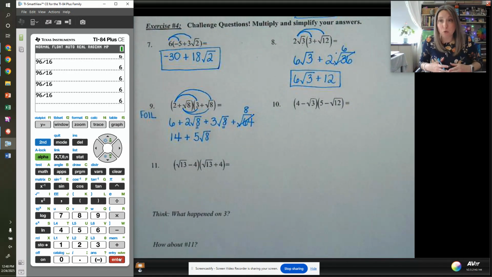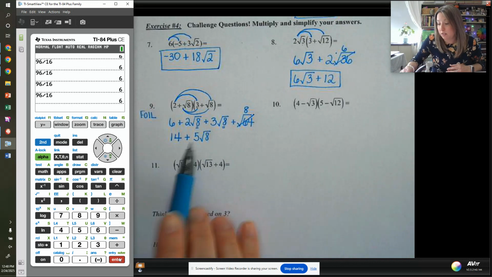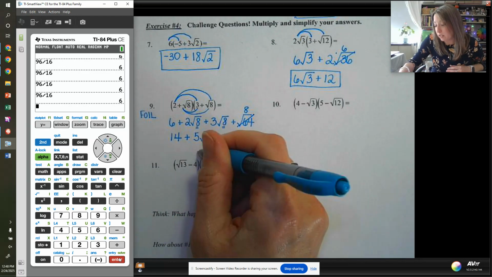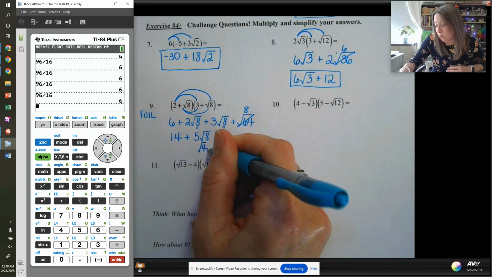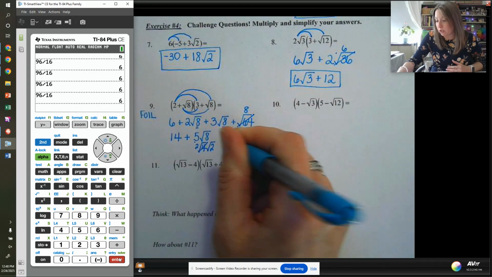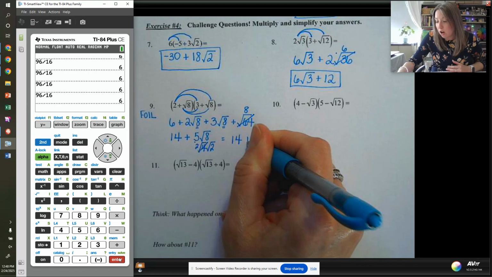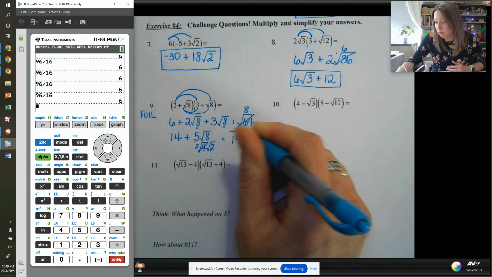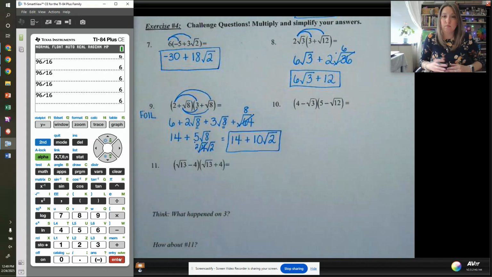Now here's the problem. Is that radical 8 fully simplified? So we need to simplify radical 8 into radical 4, radical 2, take the square root of 4, you get 2, and we end up as our final answer of 14 plus 10 radical 2. They can't add or subtract any further because they aren't like terms.